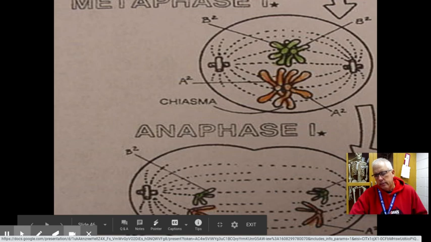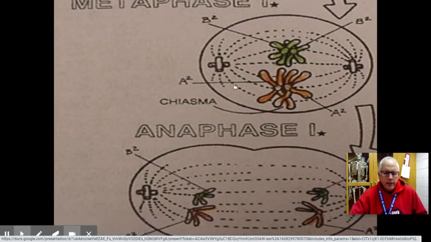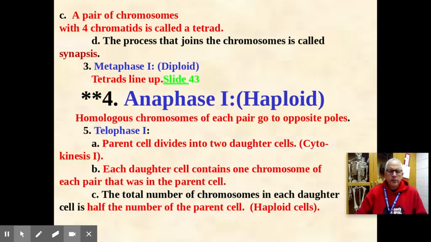Hopefully that makes sense, right? And that's the big difference. I've reduced my chromosome number in half. I went from a diploid to a haploid. That is what makes meiosis special. That is what makes meiosis its own little identity.